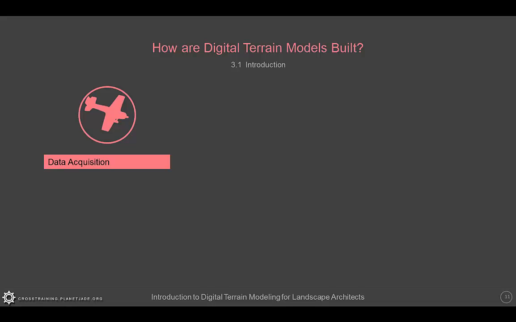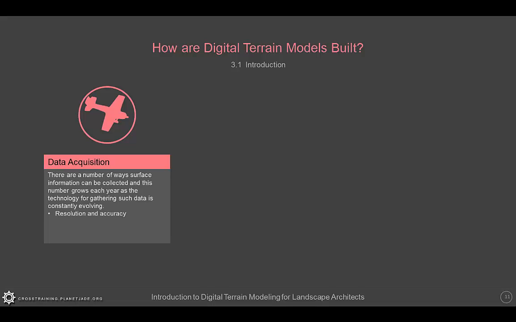And there are a number of ways this information is collected, and each year that number grows as technology for gathering such data advances. Some of the major factors involved in collecting this type of data often involve resolution and accuracy. So this has to do with the spacing of the points. If the spacing of the points is very, very small, it's going to be very high resolution and more accurate. But of course, being able to collect that small resolution takes time and costs a little bit more money, and sometimes the technology is not quite there yet.